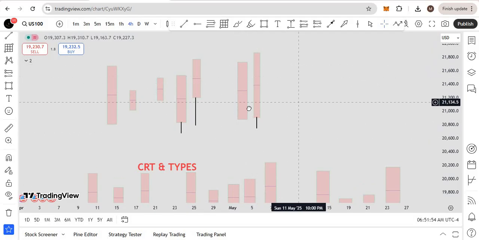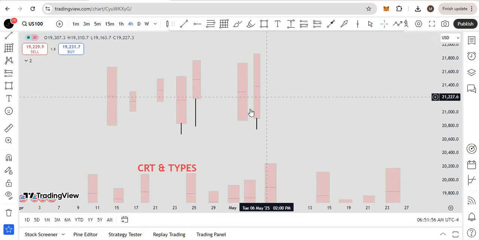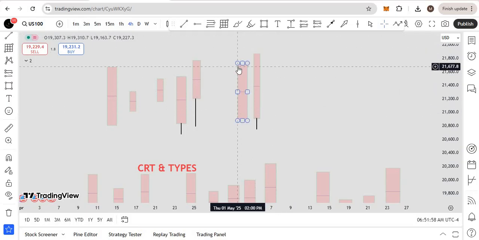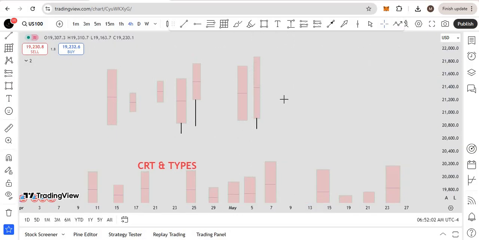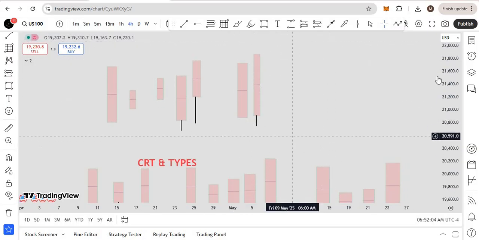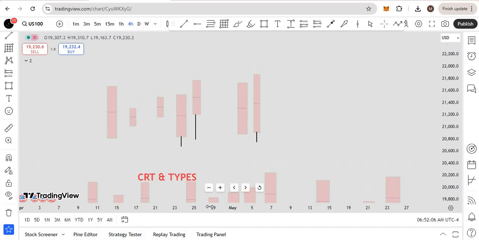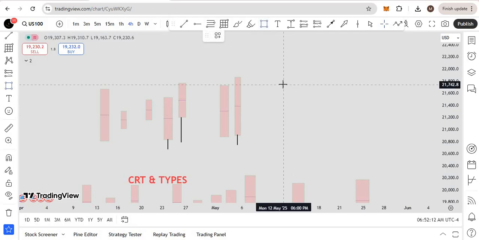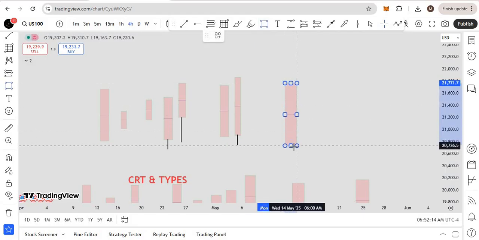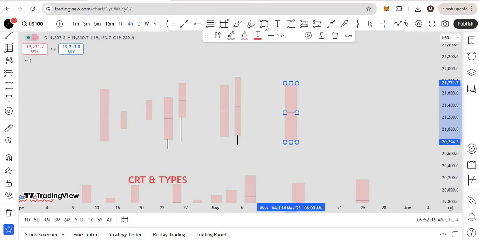I share it with you. In the next video I will also show you the real execution on this model, so you can also take trades later on. I will show you another example here.